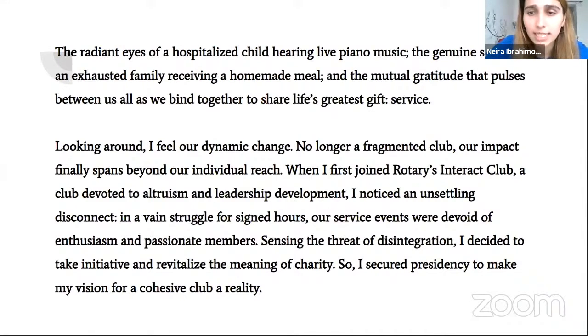When I first joined Rotary's Interact Club, a club devoted to altruism and leadership development, I noticed an unsettling disconnect. In a vain struggle for signed hours, our service events were devoid of enthusiasm and passionate members.